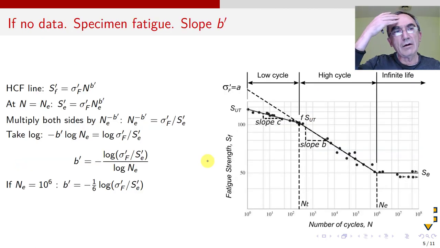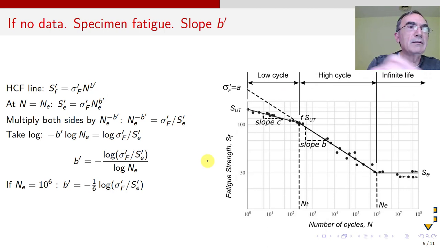All right. So now, what happens if we have no data? To do homework, we have no data, so we got to do something. If we have no data, then we have to play with the equations, all right? So we take the HCF lines, high cycle fatigue, we go in this region, and then we say, okay, our equation is SF, if I put a prime there, sigma F prime, yes, this is the intercept, times N to the B prime, yes, this is B prime, okay? You want the prime, we can put the prime there.